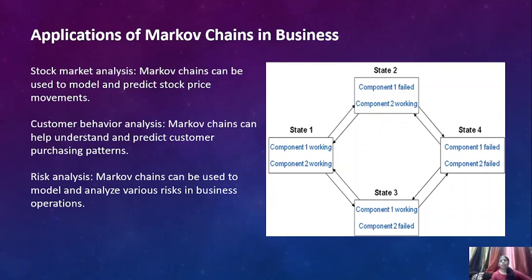State 1, State 2, State 4, and State 3. In State 1, Component 1 working, Component 2 also working. State 2, Component 1 failed, Component 2 working. State 4, Component 1 failed, and Component 2 failed. State 3, Component 1 working, Component 2 failed.